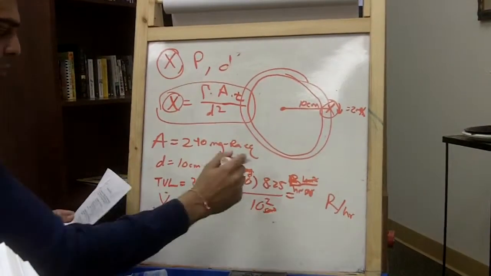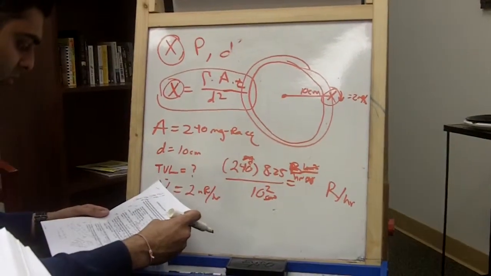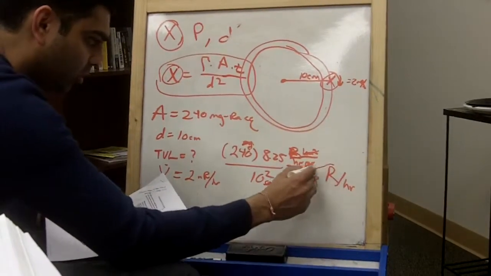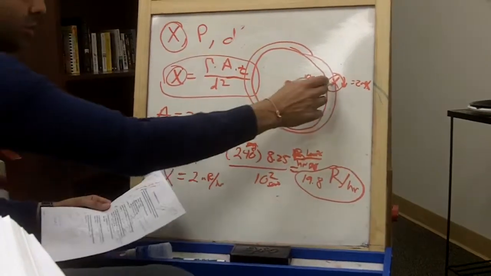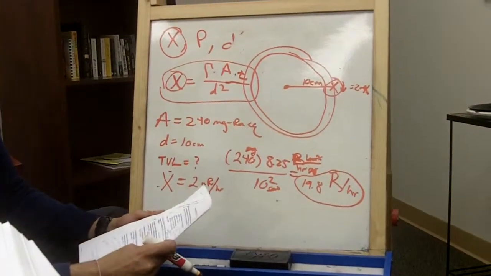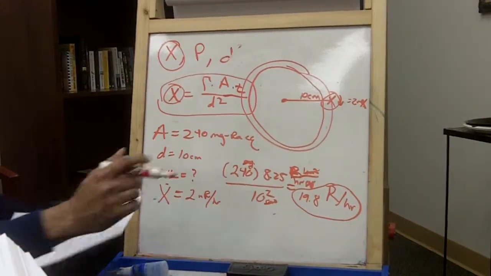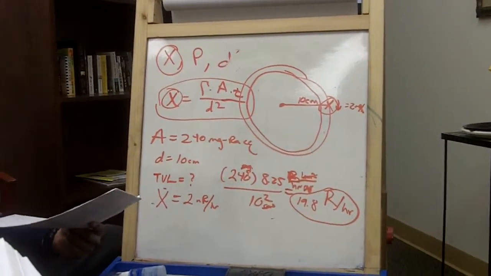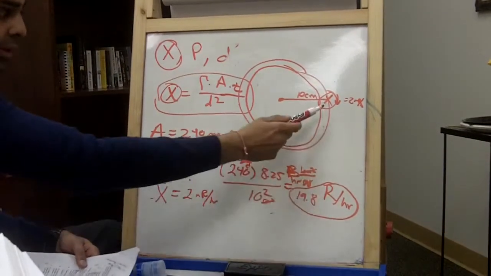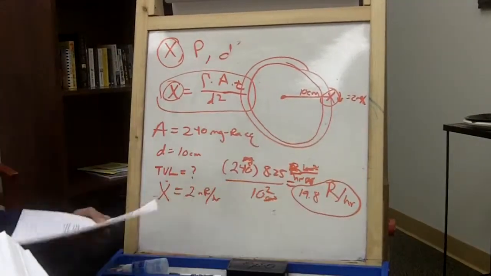So if you work this number out, what do you get? 240 times 8.25 over 10 squared is 19.8. So 19.8 R per hour. That's what the exposure is right here. What do we want the exposure to be? Less than 2 MR. Now does everyone catch the little problem that we have here in units? This is in roentgens per hour, that's in milliroentgens per hour. So we have to convert this to roentgens or this to milliroentgens.